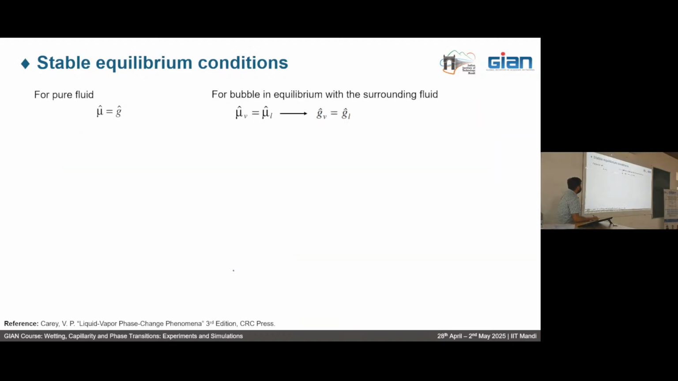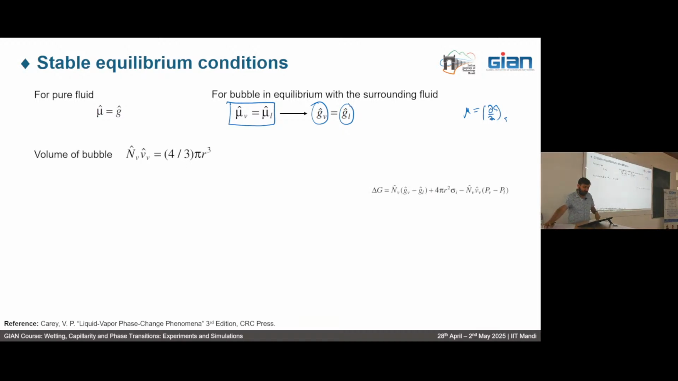Now for a pure fluid having just one component, we can write that the chemical potential is equal to its Gibbs free energy, because we know that mu is nothing but del G by del N at constant temperature, and since it is a pure fluid, mu is equal to G. And for the bubble to be in equilibrium with the surrounding liquid, as we have already written previously, the molar specific Gibbs free energy for the vapor would be equal to the molar specific Gibbs free energy for the liquid.